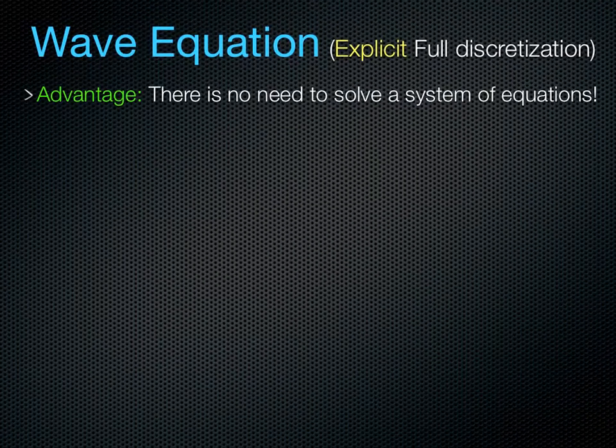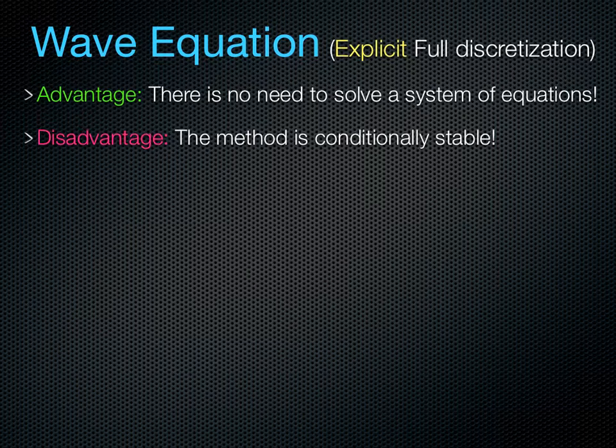Again, because this is an explicit method, and as I have shown you the equations, there's no need to solve a system of equations. It's just a matter of making the substitutions and marching the solution forward in time. However, the method is conditionally stable because we're using an explicit method here to approximate our second-order derivatives.